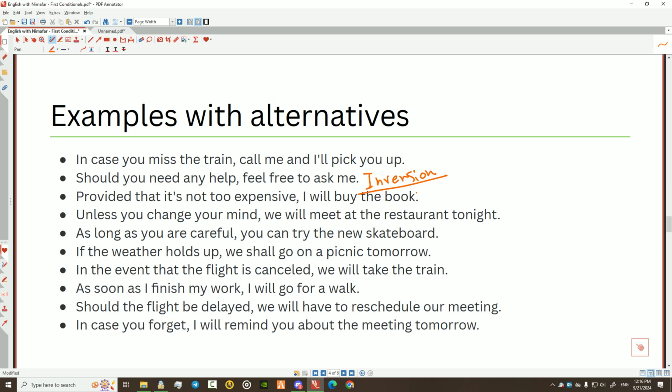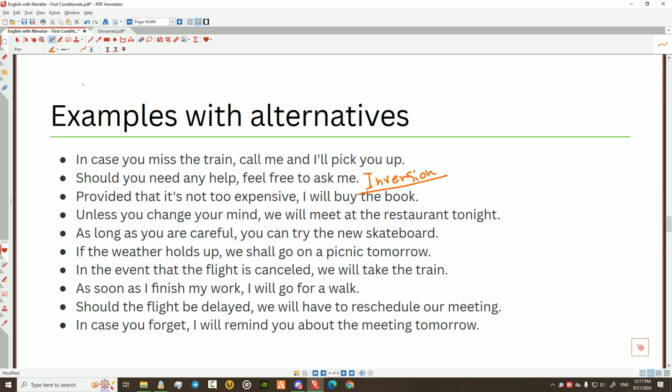Unless you change your mind, we will meet at the restaurant tonight. I mean, maybe you change it, but if you don't, we will meet each other at the restaurant tonight. As long as you're careful, you can try the new skateboard. If the weather holds up, we shall go on a picnic tomorrow. We will go on a picnic tomorrow.